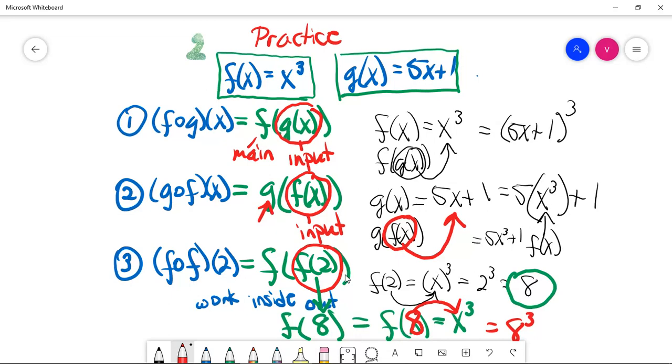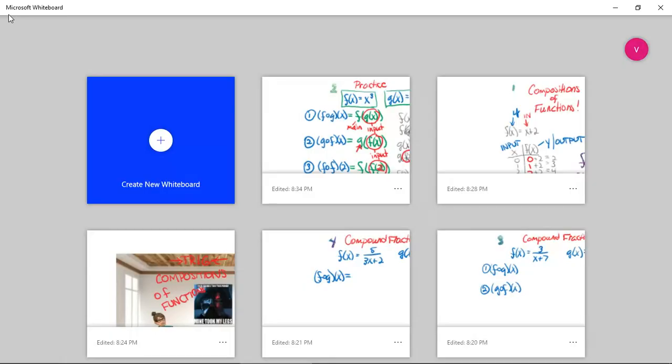Let's try some more. We need to practice these. So work inside out when you have those. Substitute in the 2 into f of x in the beginning. I'm just going over this here. Substitute in your 2 here in the beginning into f. After you get f of 2, then you know that equals 8. Then you just do f of 8. All right. Let's try another one that's a little more difficult.